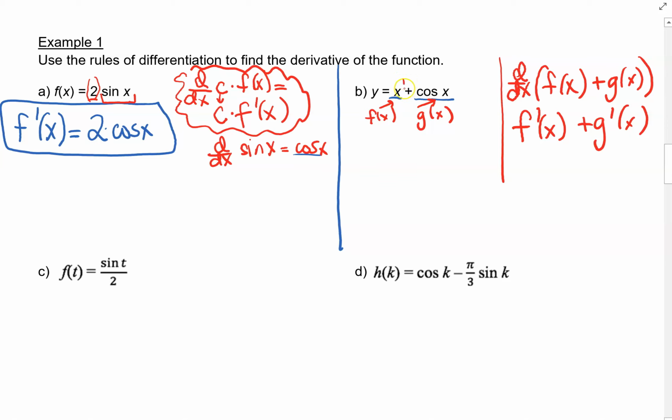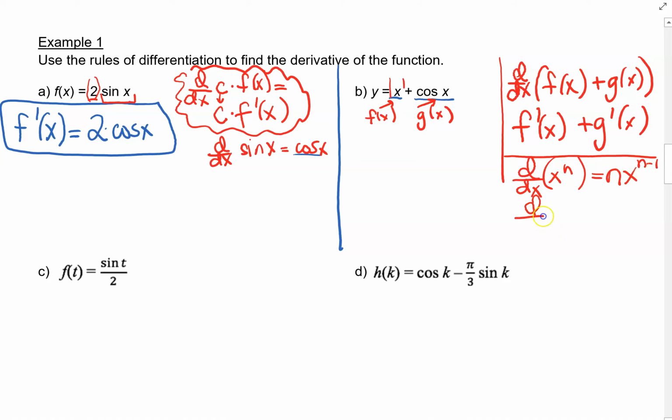So x is just a linear function. It's x to the first power. So the slope of it, which is the derivative, would be 1 in this case. But you could also think of that as using the power rule, because the power rule says if you're taking the derivative of x to some power, which in this case is 1, then you would bring that power in front and then subtract 1 from the power.